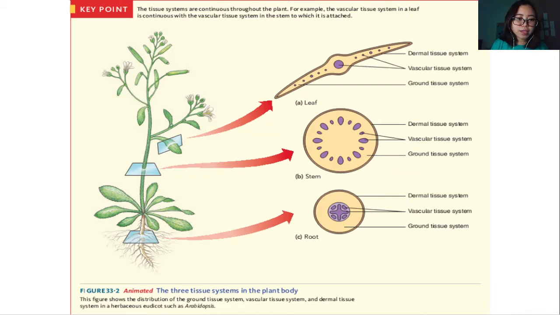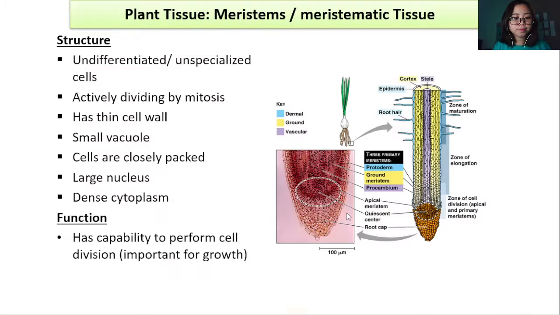Di sini gambar raja ini fokus kepada dermal tissue, vascular tissue dengan ground tissue. Dermal tissue kita boleh cakap sebagai kulit tumbuhan. So the outermost layer of cells on the plant is called the dermal tissue system. And then you will learn about the vascular system later and you'll also learn about the ground tissues. Okay, sinilah taburan dia di daun. Taburan dia di batang, di stem. Taburan dia dalam akar, in the root.